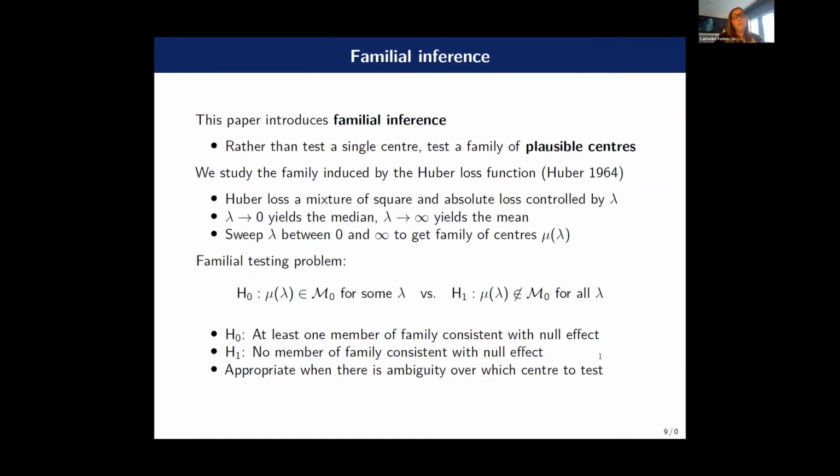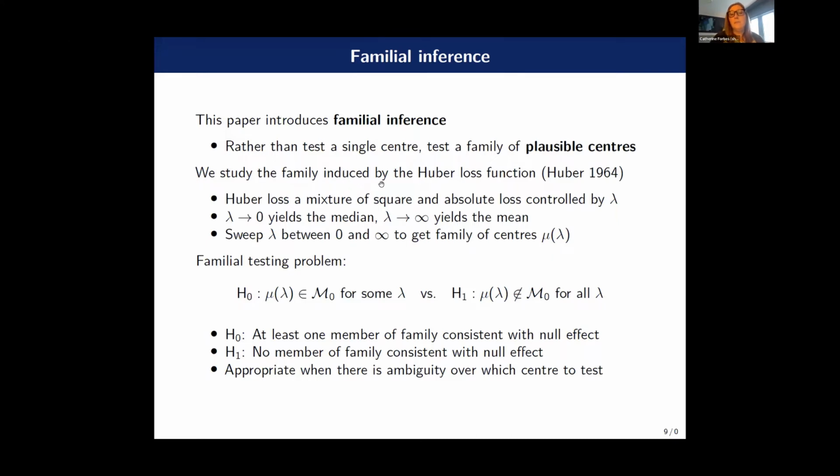So what familial inference does is rather than test a single center like a mean or a median, it actually tests a whole collection, a family of plausible centers. So the word familial stems from this idea that we're going to test a family of plausible centers. And it's not a finite set of plausible centers, it's actually a continuum of plausible centers. So that's kind of, I guess, arguing why we need a different word here.